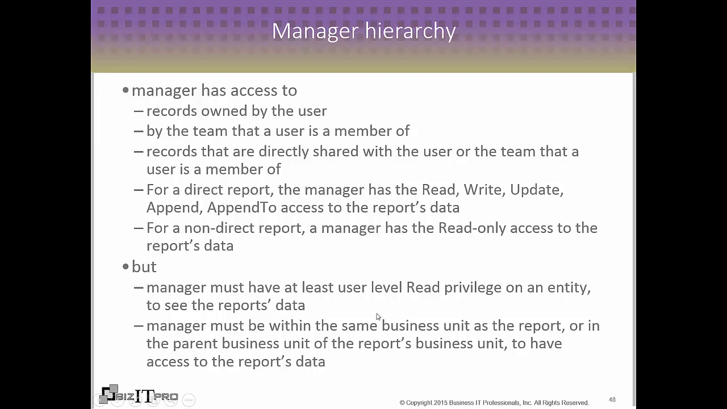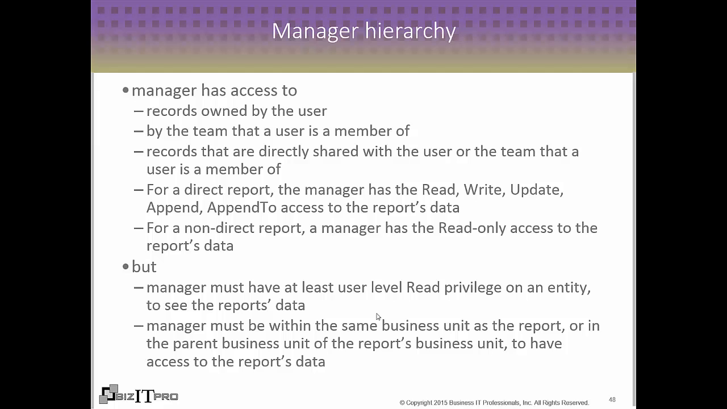In the manager hierarchy, the manager has access to the records owned by the user, by the team that a user is a member of, and records that are directly shared with the user or the team that the user is a member of. For a direct report, the manager has read, write, update, append to access to the report's data. For a non-direct report, a manager has read-only access to the report's data. And for the purposes of this slide, the report is someone who has defined the manager as their manager. A non-direct report would be your manager's manager, for instance.